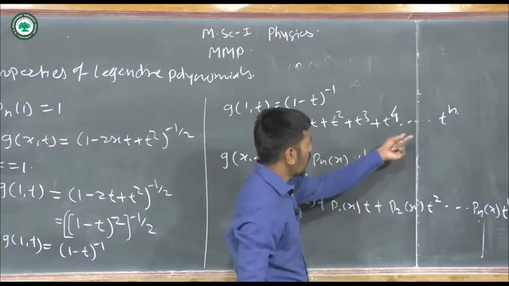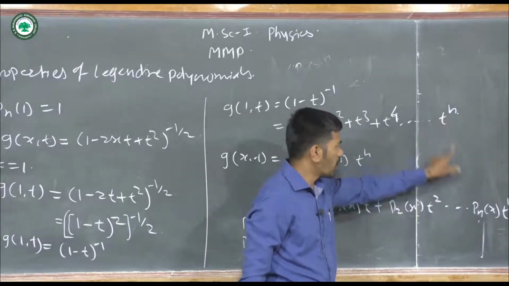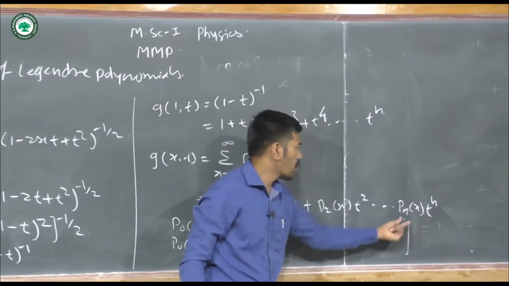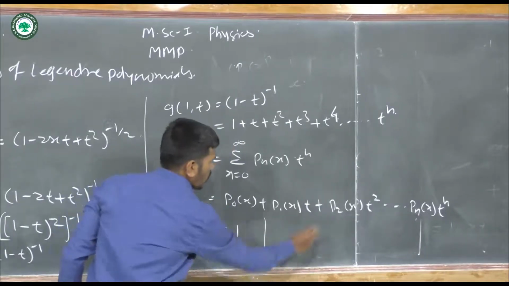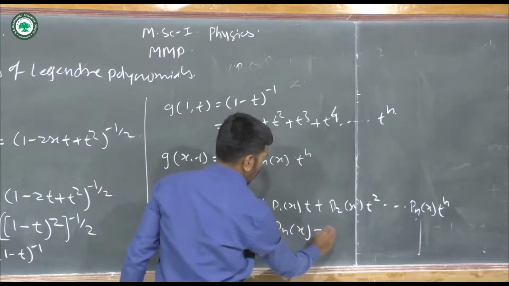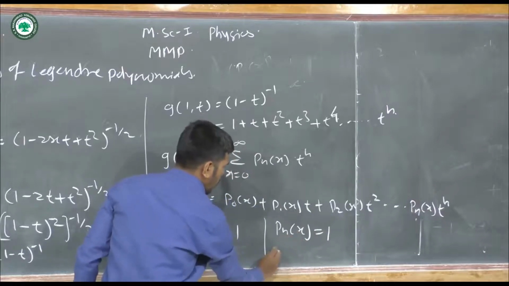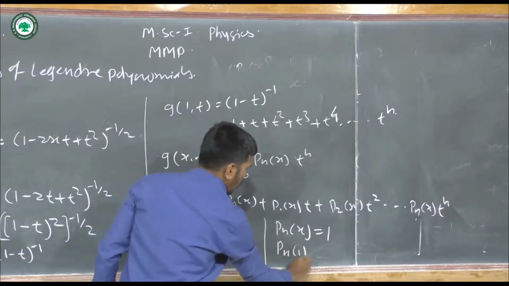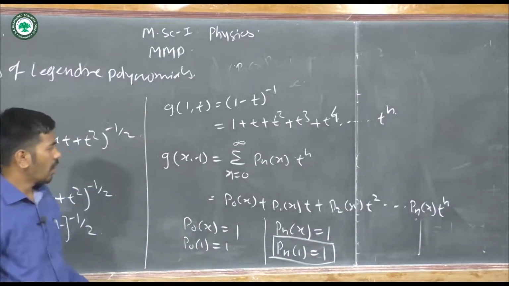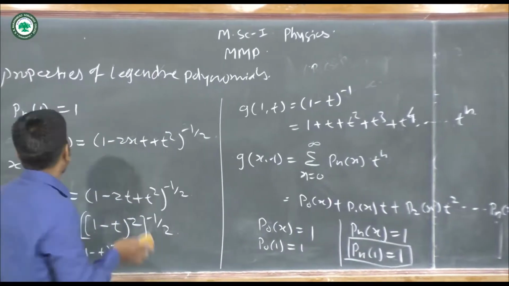So the coefficient of t power n is equal to 1, and the coefficient of Pn(x) times t power n is this thing. So also we can write Pn(x) is equal to 1 from this. This is Pn(x), the coefficient of t power n, and with x equal to 1, Pn(1) is equal to 1. So this is the first property of the Legendre polynomials.